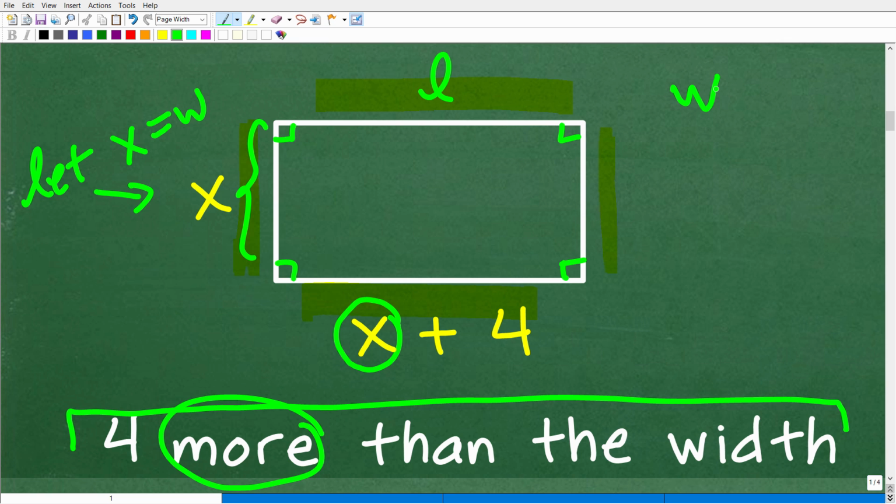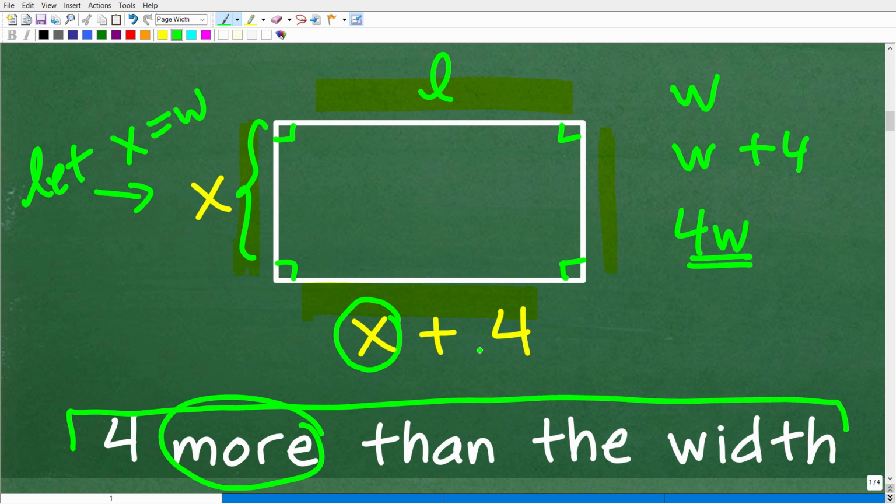So if I have the width, 4 more than the width is the width plus 4, not 4 times w, or 4 times the width, all right? If you have 4 times the width, then you would have the expression 4w. So if you wrote 4w, you just translated this incorrectly.